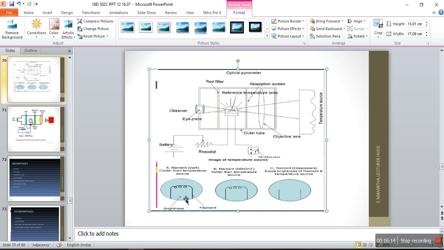Here, if the brightness of the filament is more compared to the radiation emitted by the particular temperature source, and if the brightness of the filament is less, then the radiation emitted by the filament is low compared to the heated body. This is about the optical pyrometer.